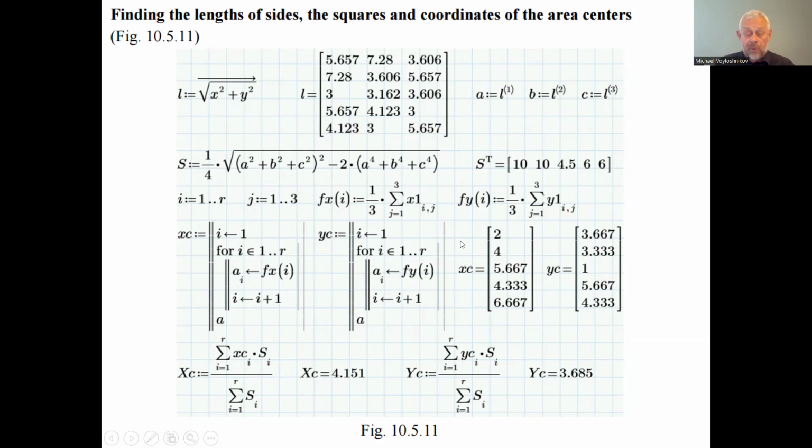And we assign these programs, and next we can have the vectors of the centers, the abscissas and ordinates of the centers of area of each of the 5 triangles.